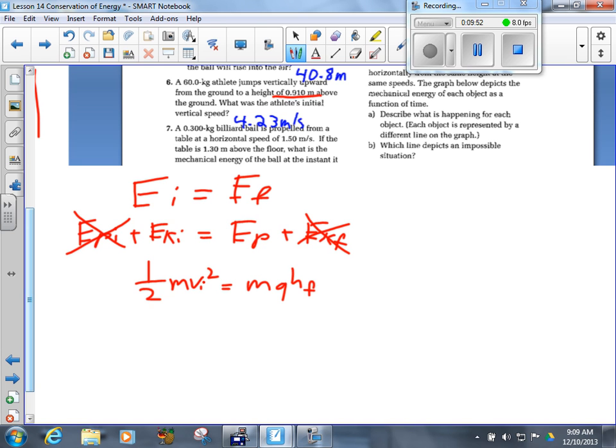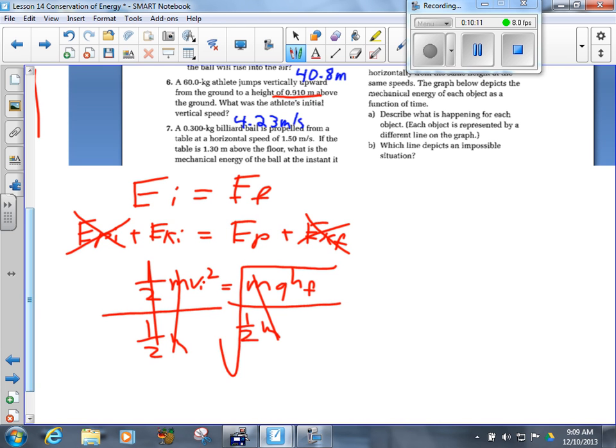Okay. And do I know g? I always know g. All right. I'm asked to find what was the initial vertical speed. So vi. How do I solve for vi? Divide by half m. And square root. Okay, does that look familiar? We did a couple of those yesterday.